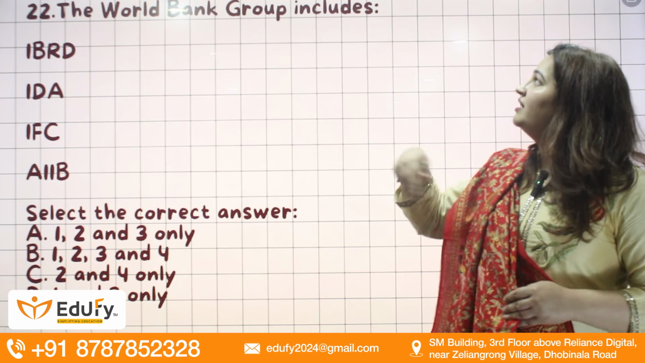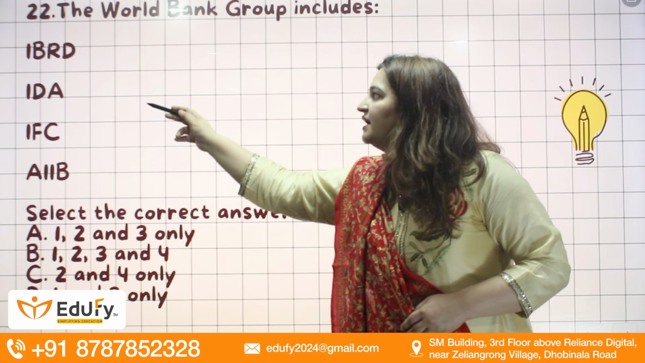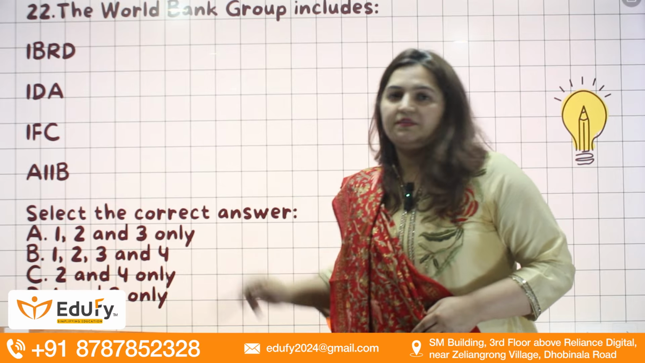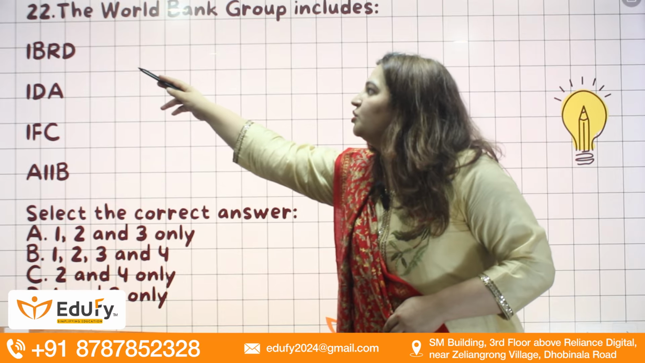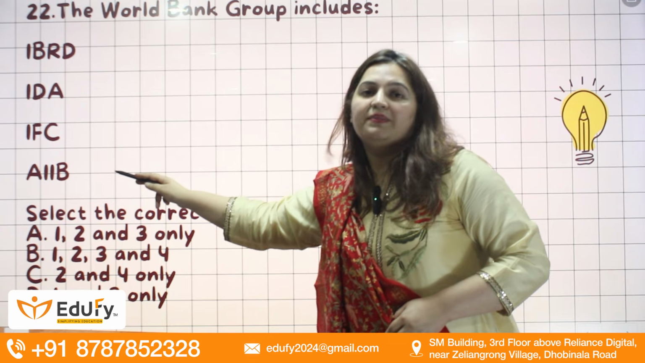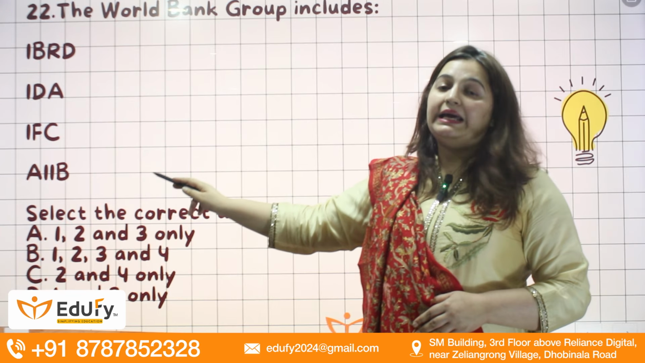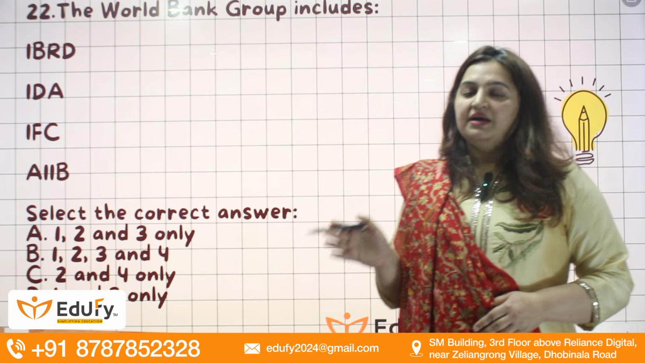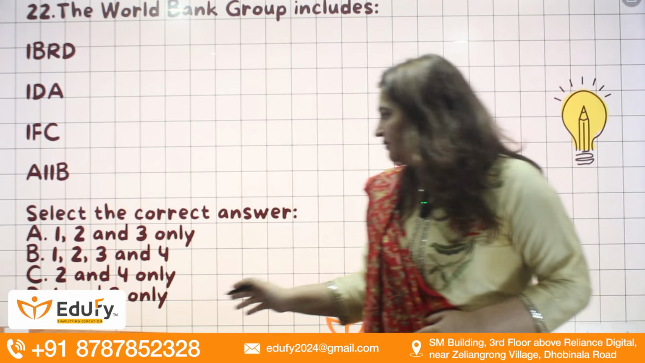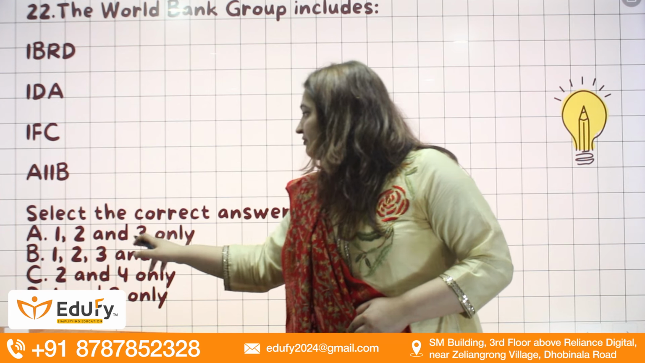Next question, World Bank Group includes IBRD, IDA, IFC, AIIB. Out of these 4, World Bank Group includes the first 3 organizations but not AIIB. It's a different bank, that is Asian Infrastructure Investment Bank. So your answer will be 1, 2 and 3.